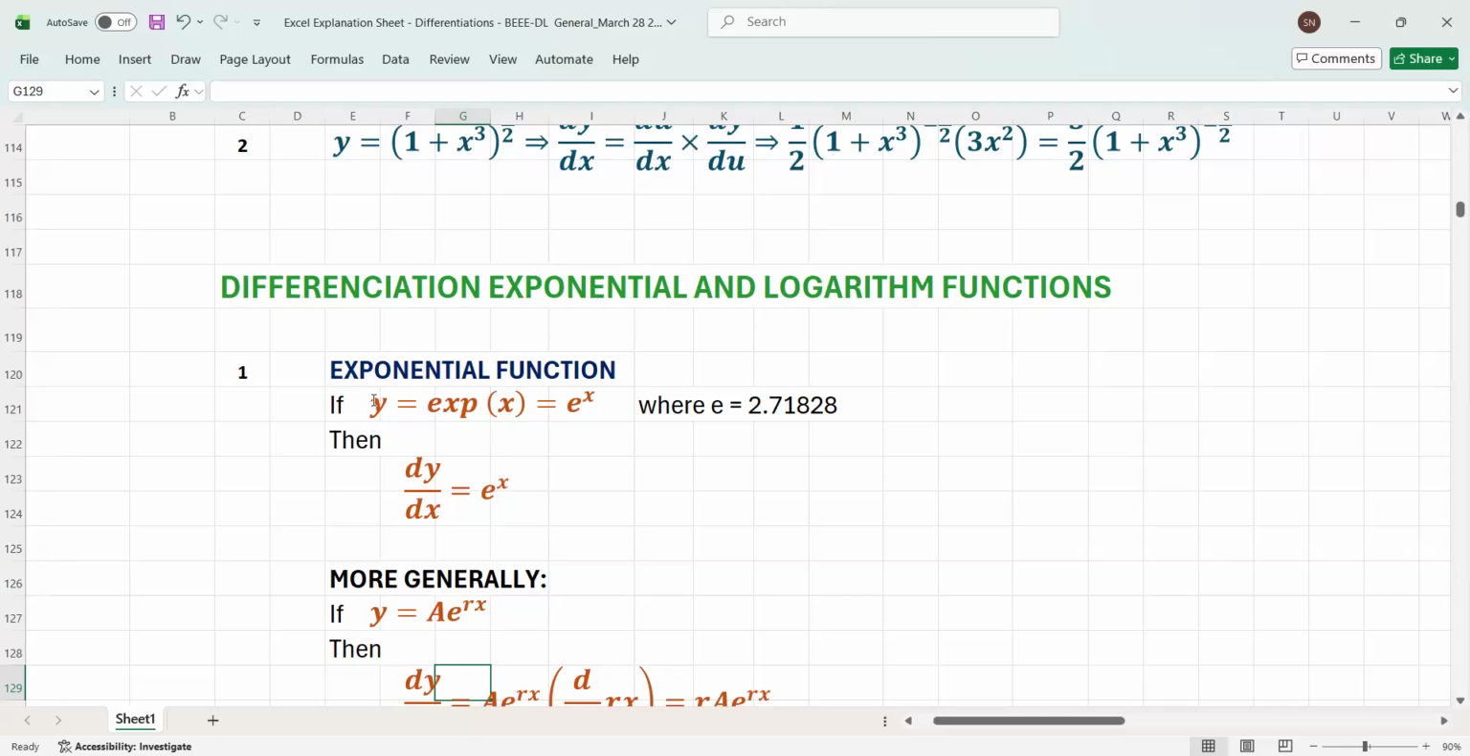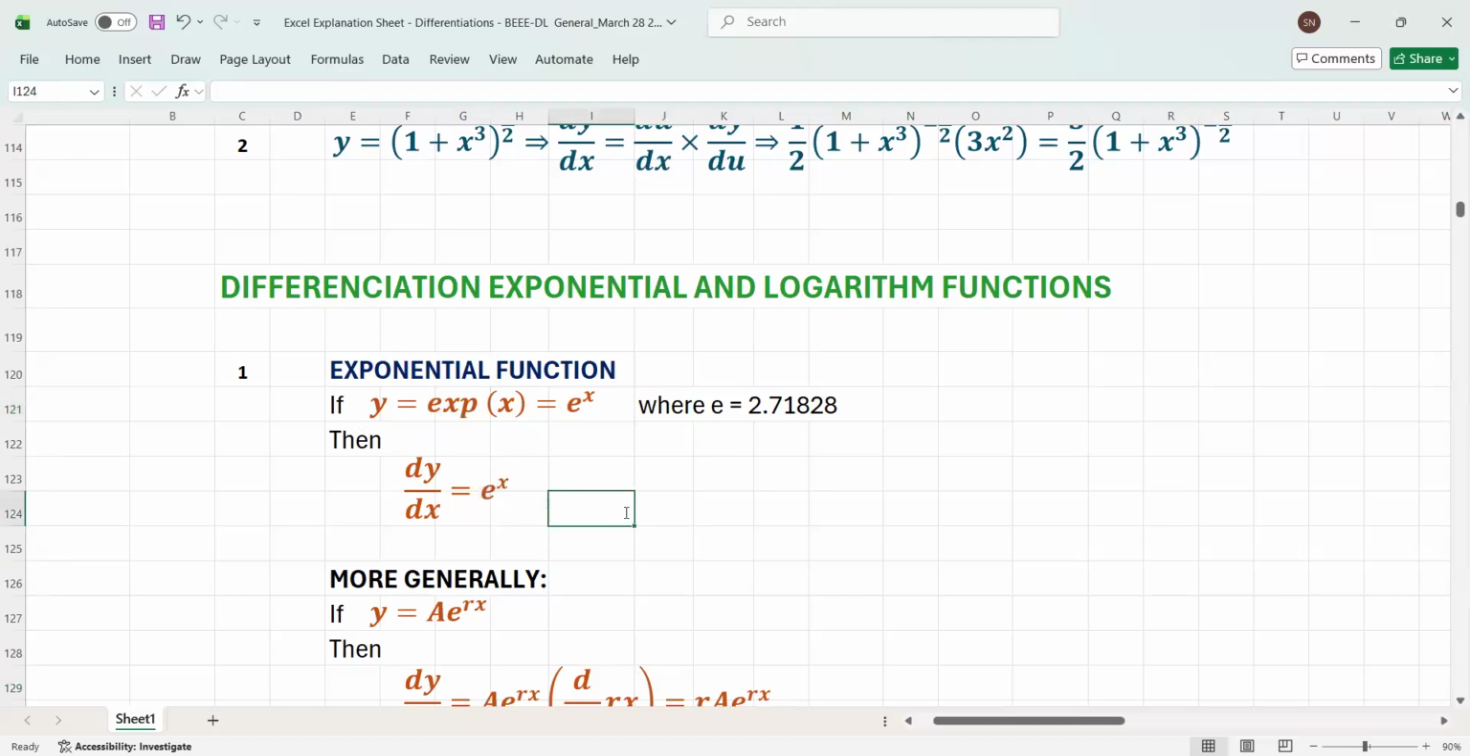Exponential functions are given in the form y is equal to e raised to the power x, or y is equal to a constant multiplying e raised to the power x. By the way, e is a constant on the calculator, I think the Euler constant. When you differentiate an exponential function with respect to x, if it's e to the x, the answer is e to the x. That's one beautiful thing about exponential functions.